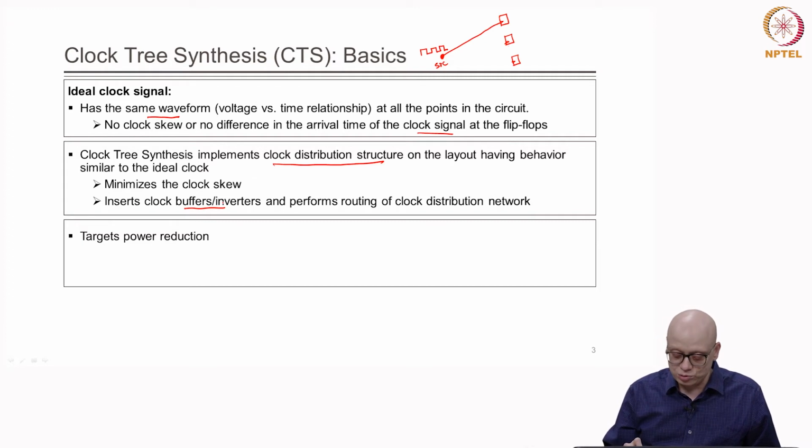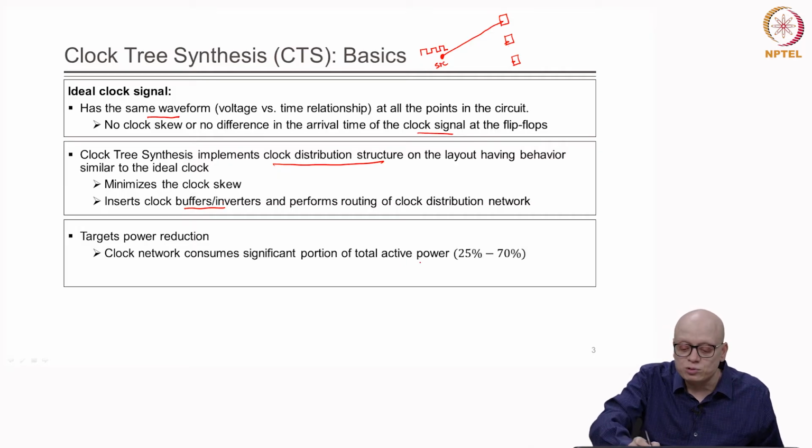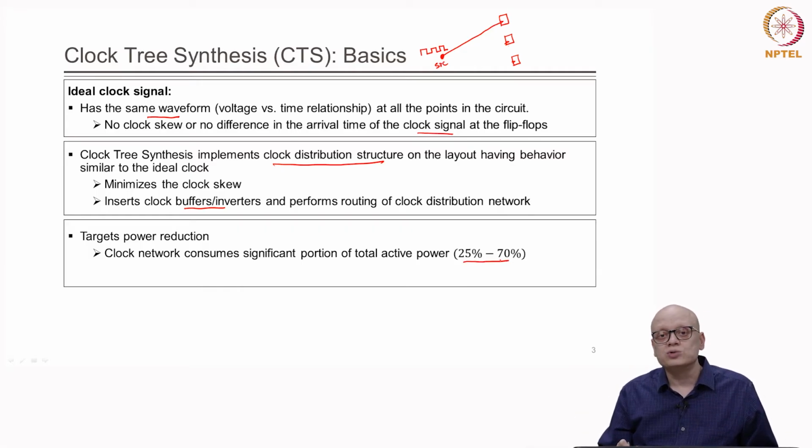Now, the clock tree synthesis also tries to reduce power dissipation in the clocking structure. And why does it do it? Because the clock network consumes a significant portion of the active power. It can be as high as 25% to 70%. And therefore, the CTS, or clock tree synthesis, tries to reduce the power dissipation in the clocking structures.